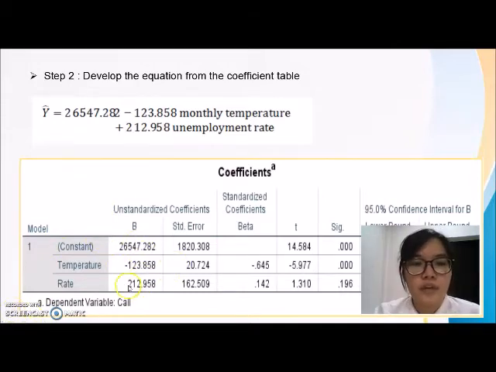After we get all of the values, we can substitute the data into the equation, which is y hat equals 26547.282 minus 123.858 monthly temperature, which is our x1, plus 212.958 unemployment rate. So this is our equation.